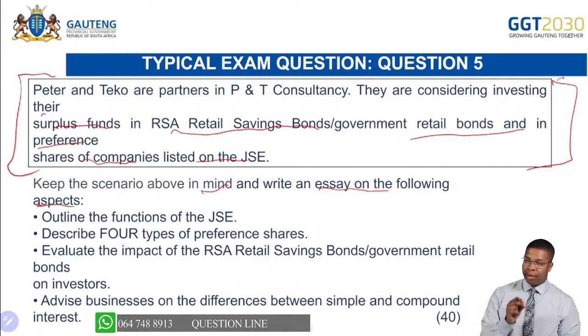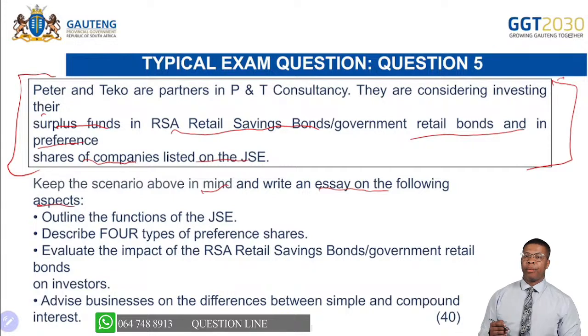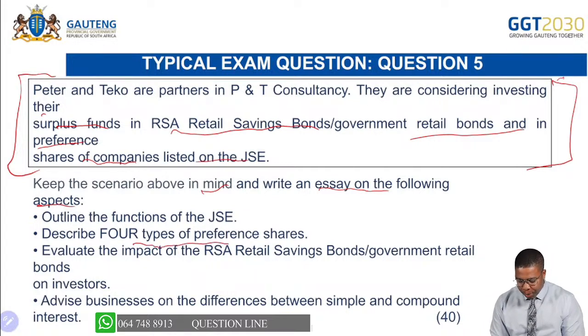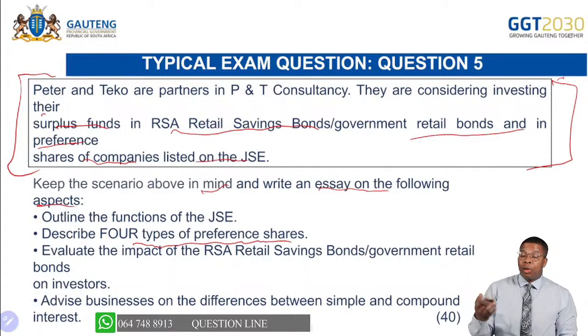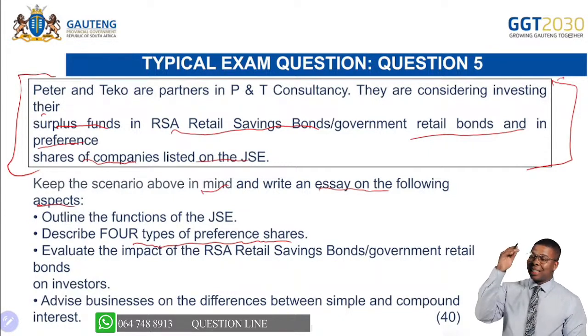So your essay should have an introduction, 2 points under the introduction, then skip a line, then the first subheading should be outline the functions of JSE as a heading. Or you can say functions of JSE, then give us points under it, then skip a line and start with the second subheading. What is your second subheading? Describe 4 preference shares. When they say describe 4, they didn't say describe cumulative, so you can choose any. You can choose any, because there is no limitation. They just say describe any 4 types of preference shares. Then you describe the 4.